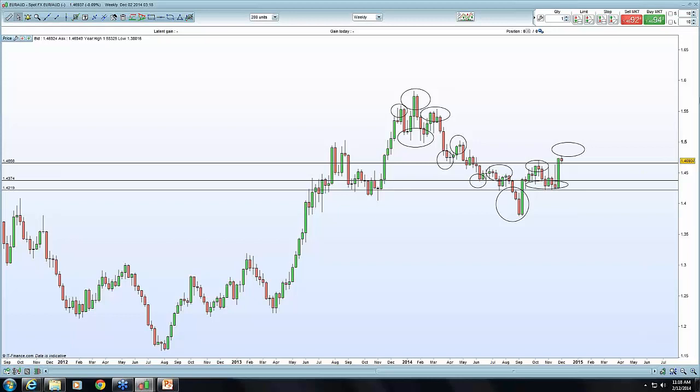I actually use candlesticks, I use convergence and divergence on the MACD, I also use moving averages, and I use pivot points. So these four items here are actually my secondary toolkit that I use to confirm my trade.